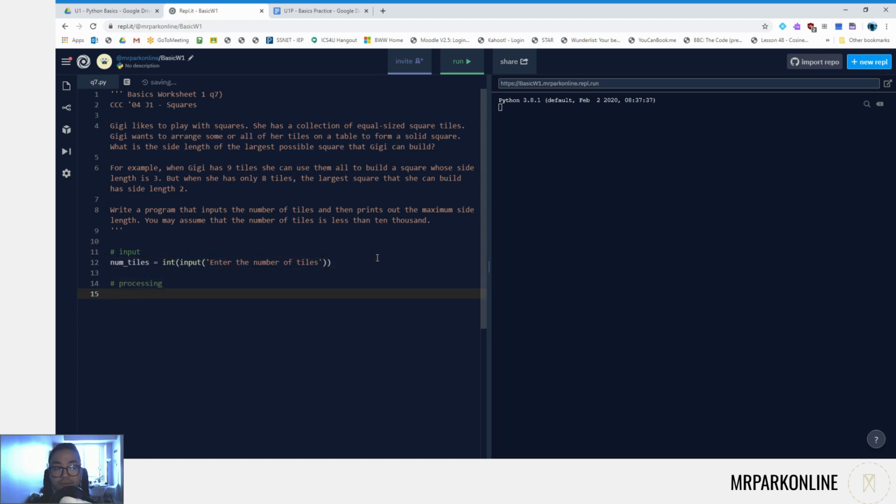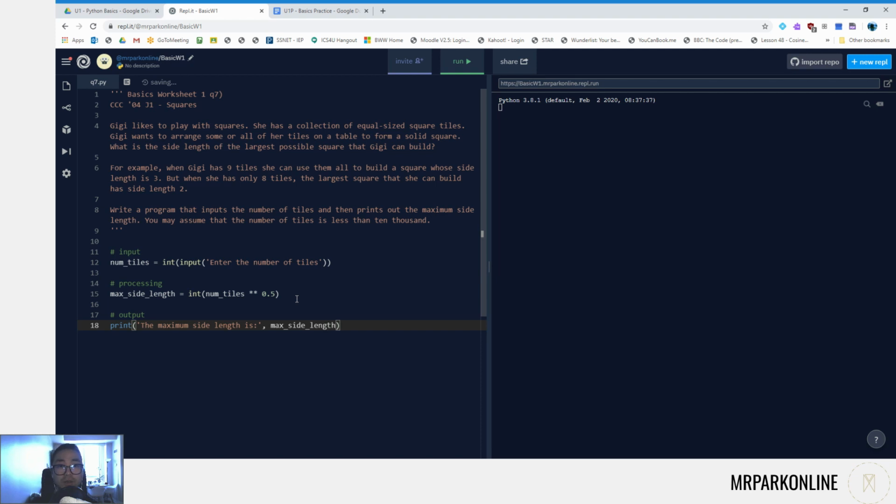Let's do some processing. Yes, we can import math and do square root with that, but I'm going to show you how to do a square root without importing math. So let's say max side length. Well, that is going to be equal to our number of tiles to the exponent of 0.5. A square root is the exact same thing as a number having an exponent of a half. Now one problem with this is that it is sometimes going to give us a floating point value if we can't square root properly. So after raising it to an exponent of a half, we're going to convert it to an integer. Then on our output, we're going to output that the maximum side length is max side length.